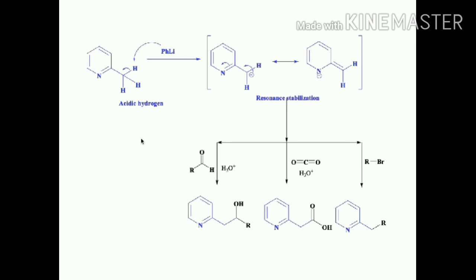The use of this deprotonation reaction is that the deprotonated intermediate is going to react further. It is going to react with electrophiles like aldehyde to form an alcohol. If it is reacted with carbon dioxide, it is going to form the corresponding acid, and if it is reacted with alkyl halides or alkyl bromide, it is going to form the corresponding alkyl derivatives. So that is the use of the deprotonation reaction.